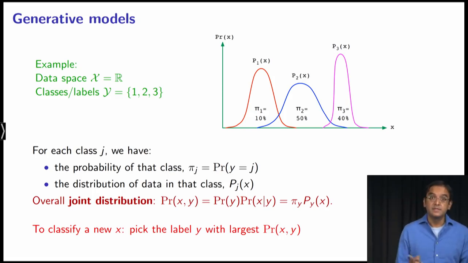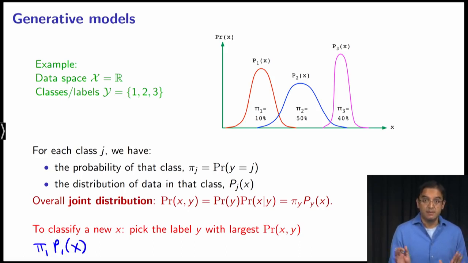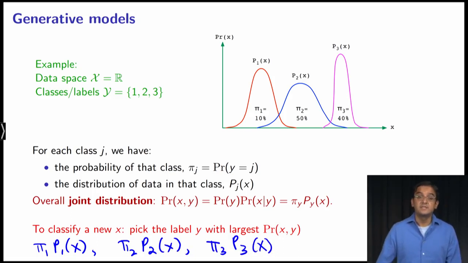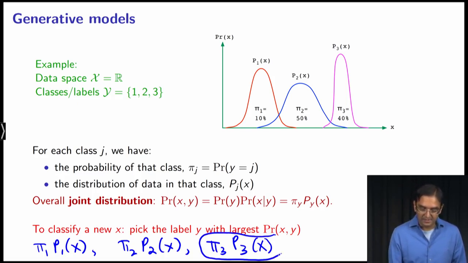Concretely, what we would do in this case with three classes is that we take our point x and we calculate pi 1 times p1 of x. That's some number. We calculate pi 2 times p2 of x, and we calculate pi 3 times p3 of x. And we take whichever of these is the largest. If the last one is the largest, for example, we'd say the label equals 3.